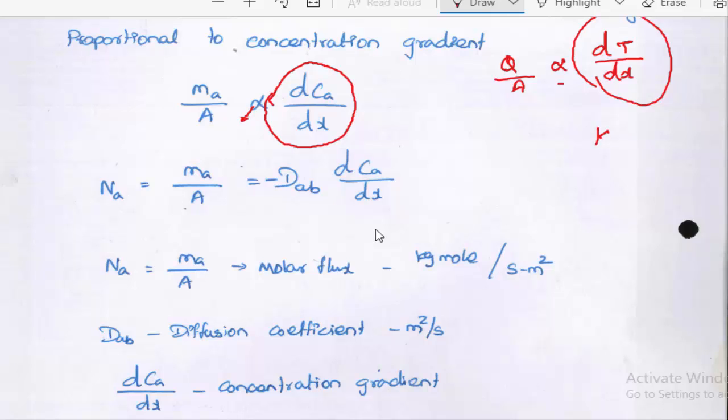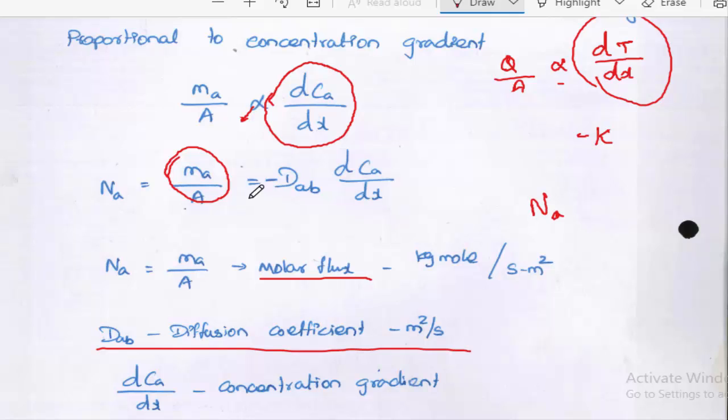The proportionality constant has to be introduced. Here in heat transfer we introduce thermal conductivity K, but here we are going to introduce DAB, that is the diffusion coefficient of component A in B. So that is the constant we are introducing here. So Ma divided by A equals minus DAB into the concentration gradient. This Ma divided by A can be written as molar flux, Na. This is the diffusion coefficient. Its value can be taken from the heat and mass transfer data book for the given component.